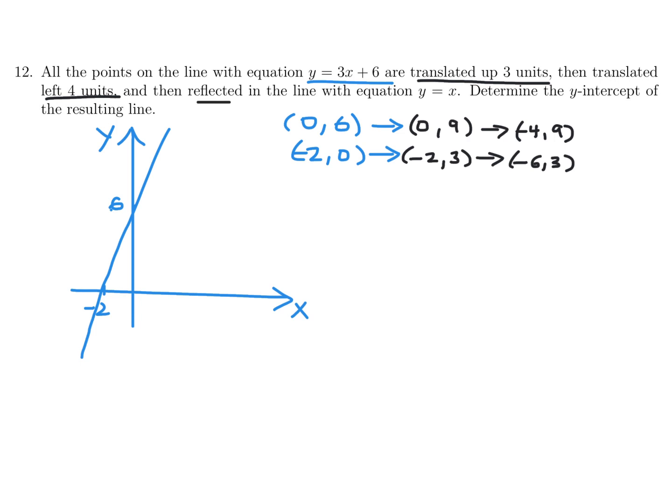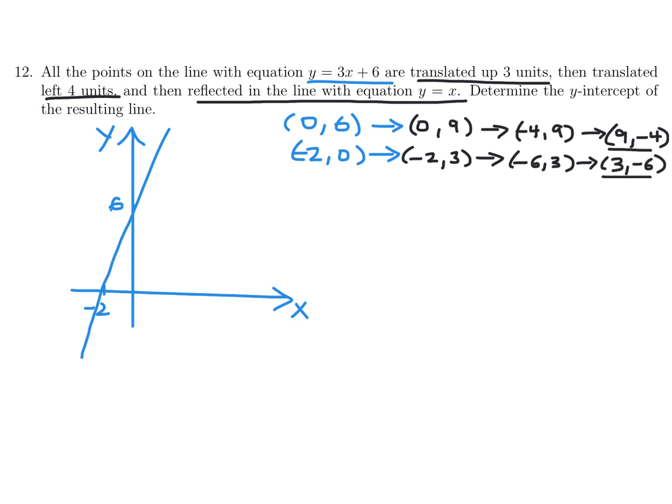And then it's reflected in the line y equals x. That basically means that the x and y coordinates are switched. So it'd be (9, -4), and that would be (3, -6). Yep. So these are the 2 new points on the new line.